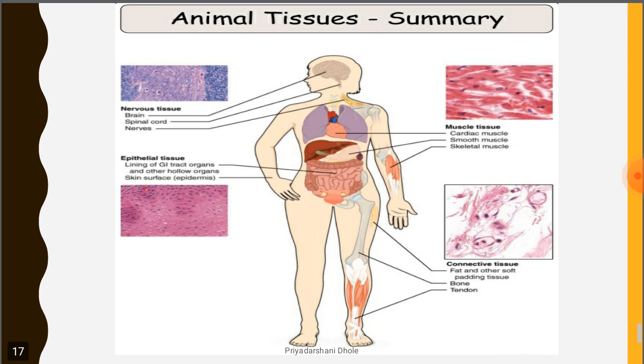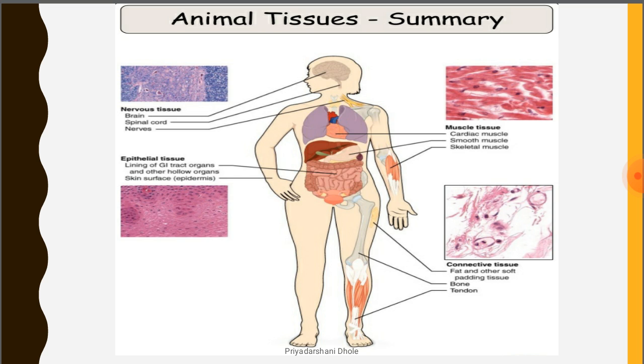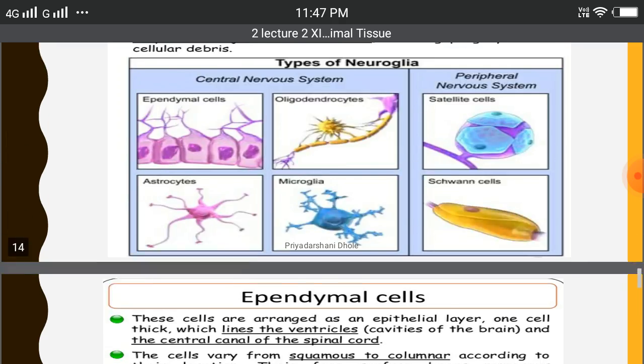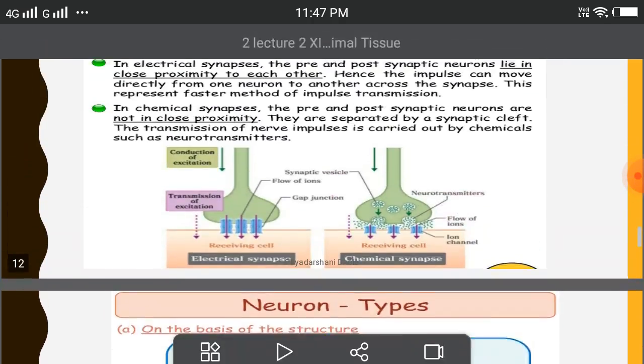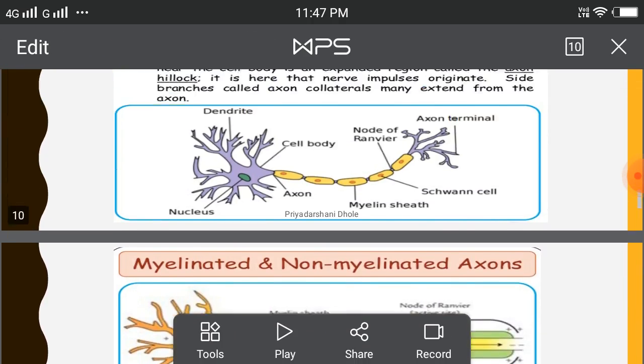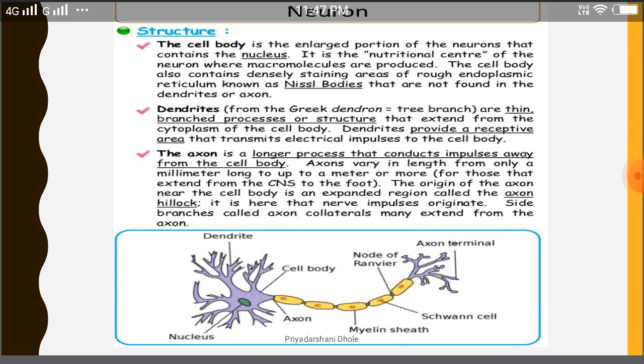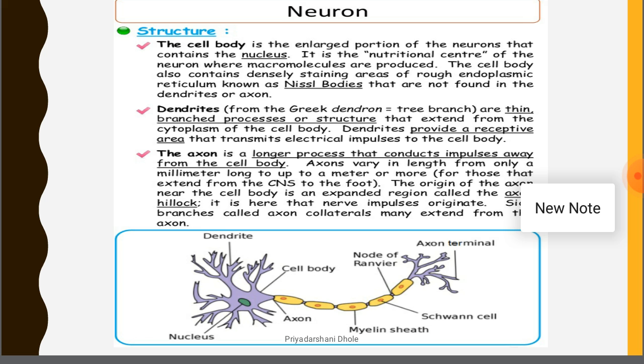Now this is the summary. In this chapter we studied first epithelial tissues, then connective tissues, after that third muscular tissues, and last one is the nervous tissues. And these neurons are very important to carry the impulses. You can see this diagram is very important for the question, draw a neat labelled diagram of a typical neuron. So you need to draw this diagram, which has the dendron, nucleus, axon, etc. These are the parts of this typical neuron.